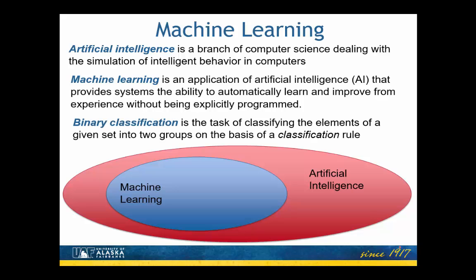And finally, there's something known as binary classification, and this is what you're going to be working with in this week's lab. And binary classification is a task of classifying elements, just given a set of attributes, into two groups. And so you're going to use some sort of classification rule. So binary classification is a subset of machine learning, which is all a subset of artificial intelligence.